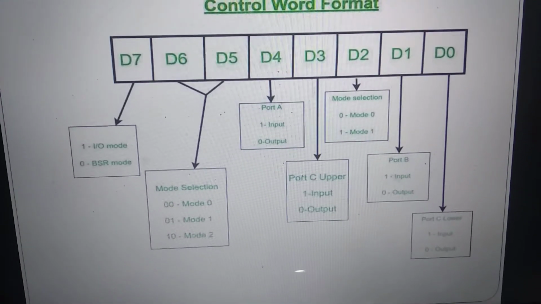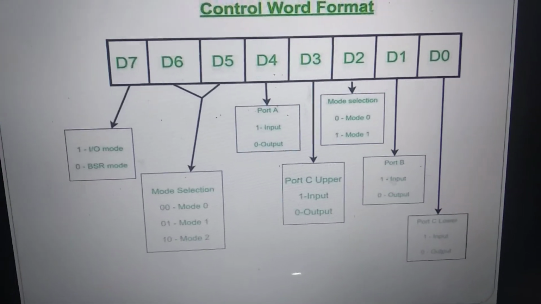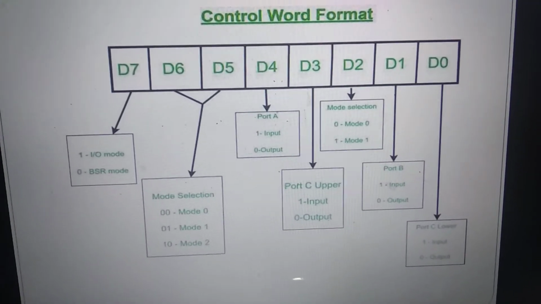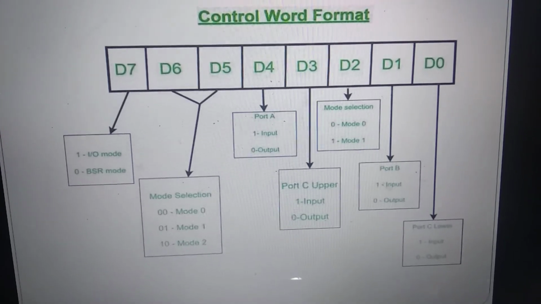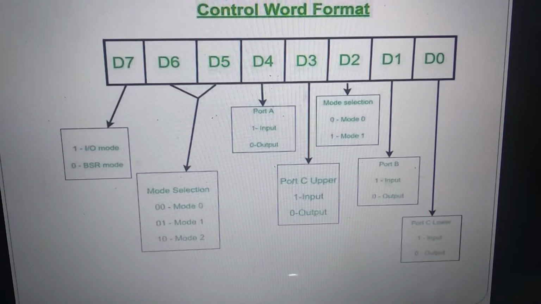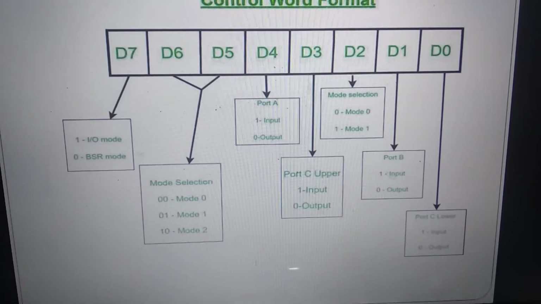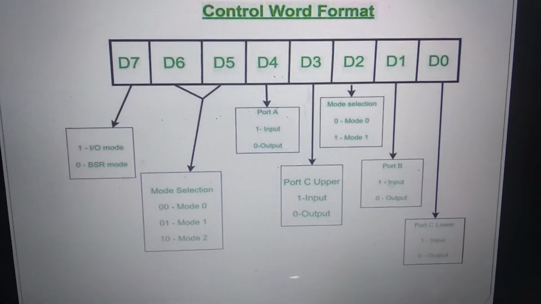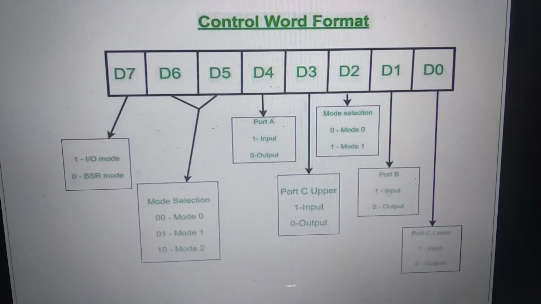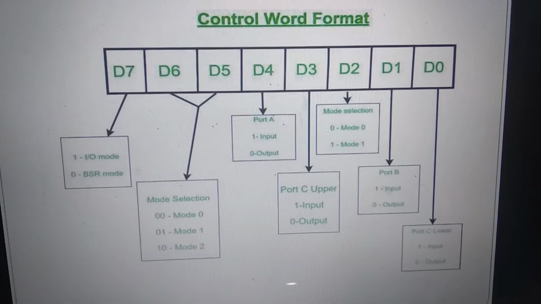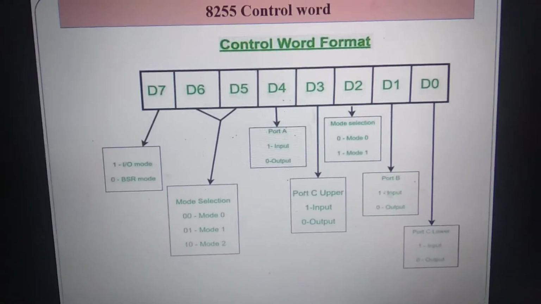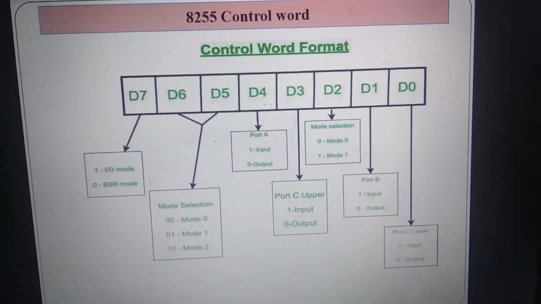Now I will come to the D2 bit. Again, the D2 bit has to be configured along with D6 and D5 for particular mode selection. So if it's 0, then it's mode 0, and if it's 1, then mode 1. Again, D1 is for port B. It will act similar to the other ports we have seen for port A and port C upper, and D0 is the port C lower. So this is precisely the control word register format.